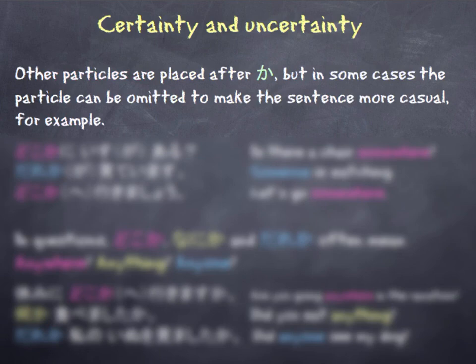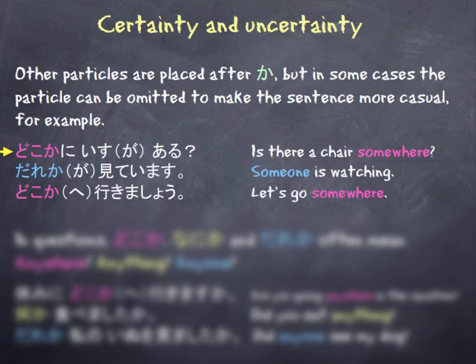Other particles are placed after ka, but in some cases the particle can be omitted to make the sentence more casual. For example, is there a chair somewhere? Doko ka ni isu aru? Or, to be more polite, we can insert the particle: doko ka ni isu ga aru? And then to be even more polite, we could finish our sentence with the polite form of the verb, which is arimasu, and attach the particle ka. Doko ka ni isu ga arimasu ka?